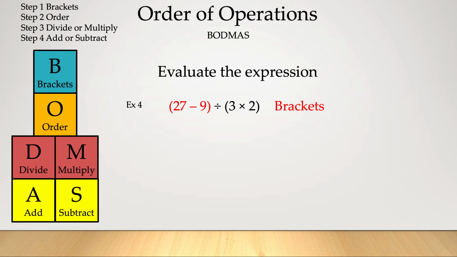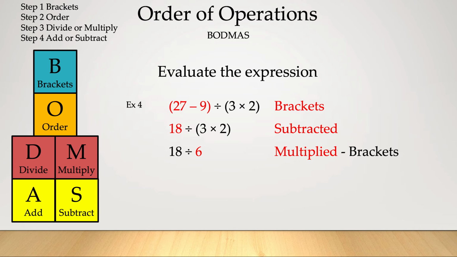So 27 minus 9, which is 18. Okay, so now we're going to go ahead and take a look at the next bracket, which is 3 times 2, which gives us 6. Okay, and then now we can do the last step, which is 18 divided by 6, which is 3.